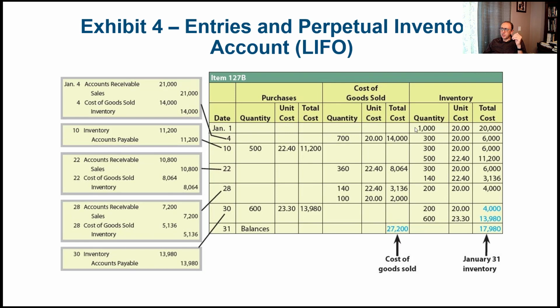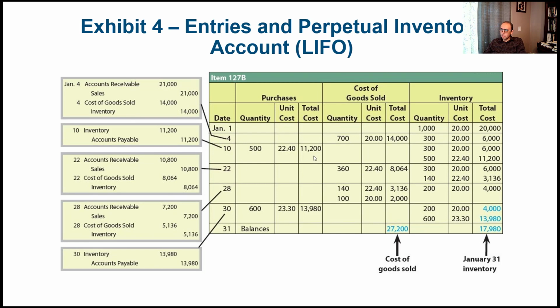Of course, for the beginning balance we don't have a journal entry. For the fourth, when we sold items, remember we have two journal entries. One to record the sales based on the $30 selling price. So we sold 700 at $30 each. So we debit accounts receivable and we credit sales at 21,000. And then the cost of goods sold is the 14,000 as calculated here. So we debit cost of goods sold and credit inventory.